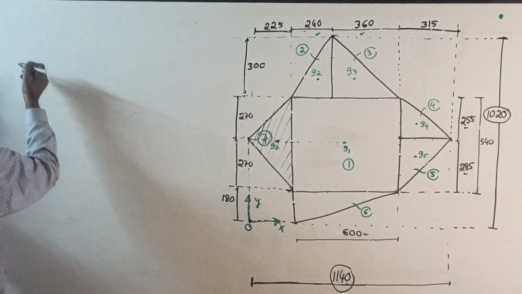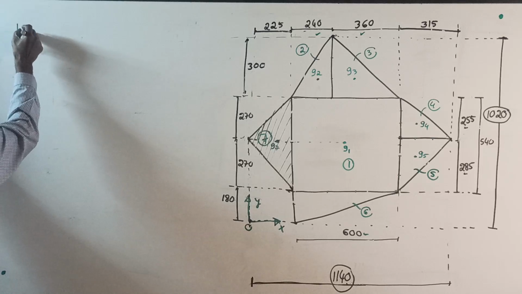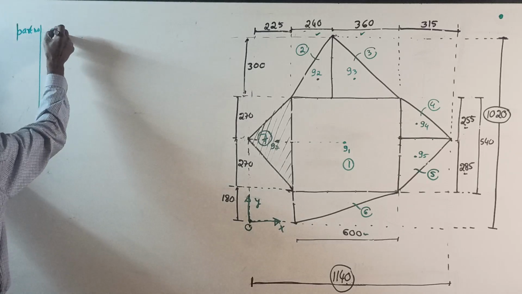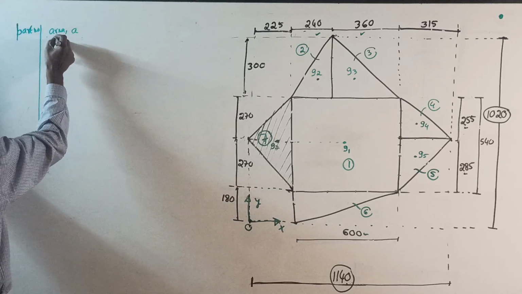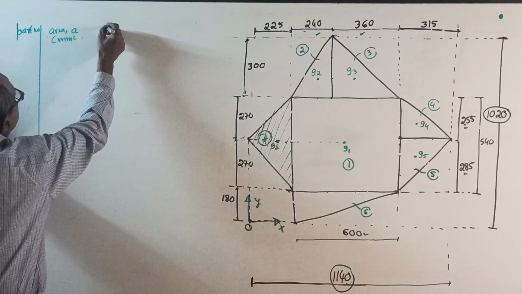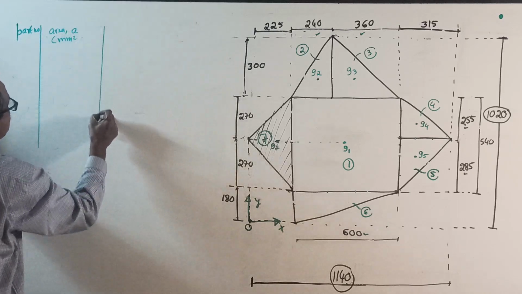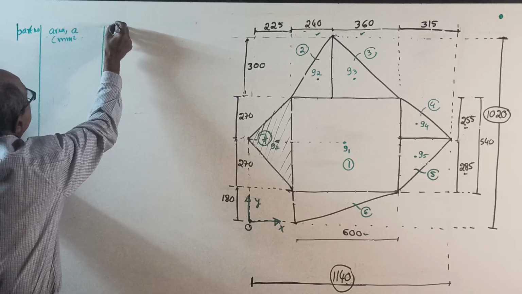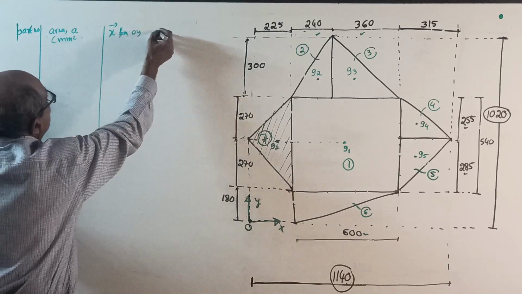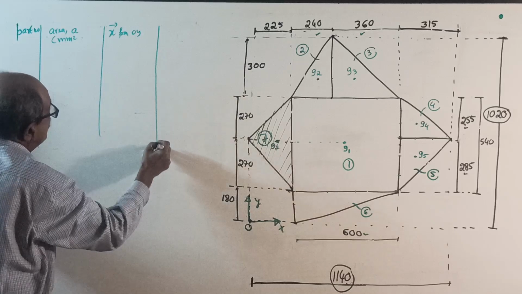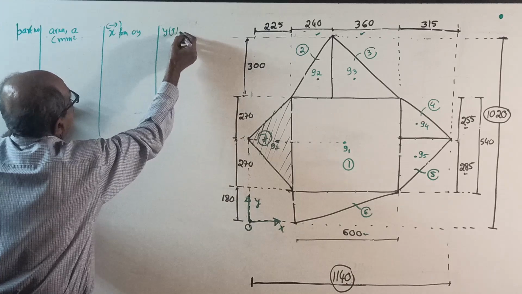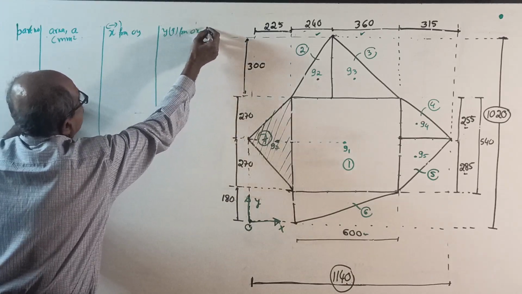See, part number, I'll check the board. Part number, area A, small a, it is in millimeter square. After area A, this much space is sufficient. X to the right side, from where? From OY. Once that is over, Y upward: X is to the right side, Y is upward from OX.